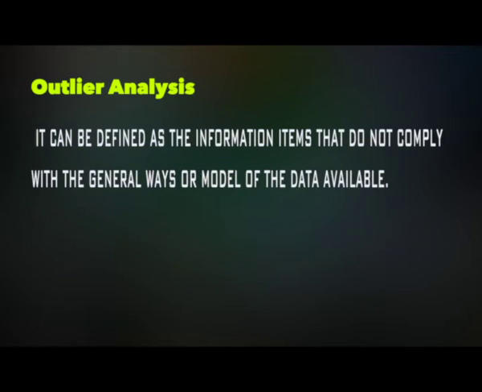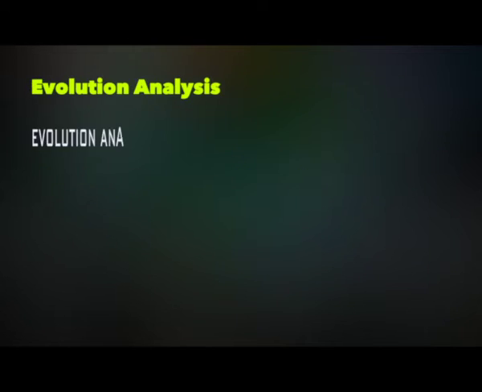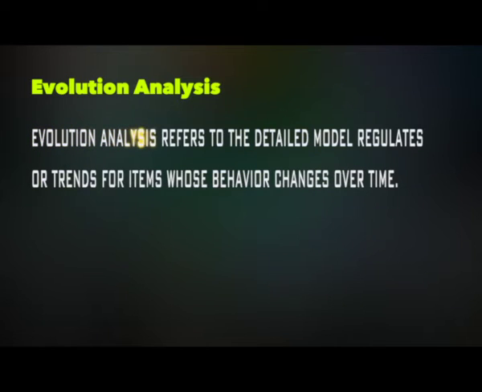The third one is outlier analysis. It can be defined as data items that do not comply with the general behavior or model of the data available. The next one is evolution analysis. Evolution analysis refers to describing and modeling regularities or trends for items whose behavior changes over time.